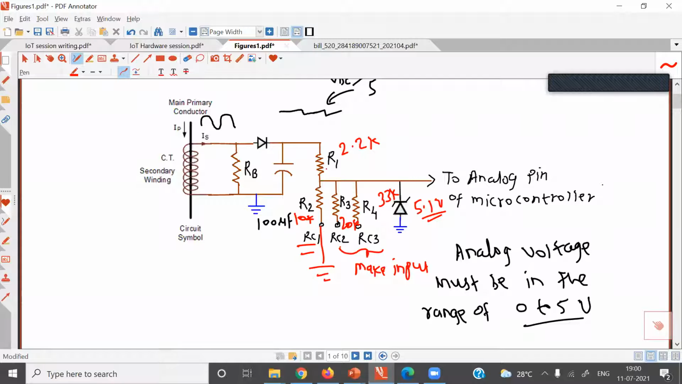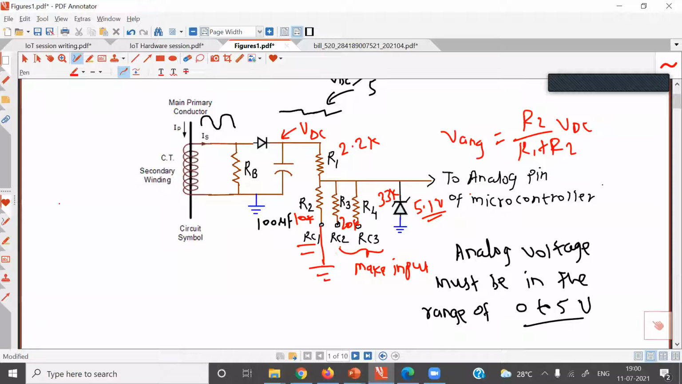So in the circuit we will have R1 and R2 only. R2 we have grounded here. So what is the voltage here? V analog will be R2 upon R1 plus R2 into voltage here. Suppose this voltage is VDC. So this will be multiplied by VDC. So voltage applied on analog pin will be R2 upon R1 plus R2 into VDC.